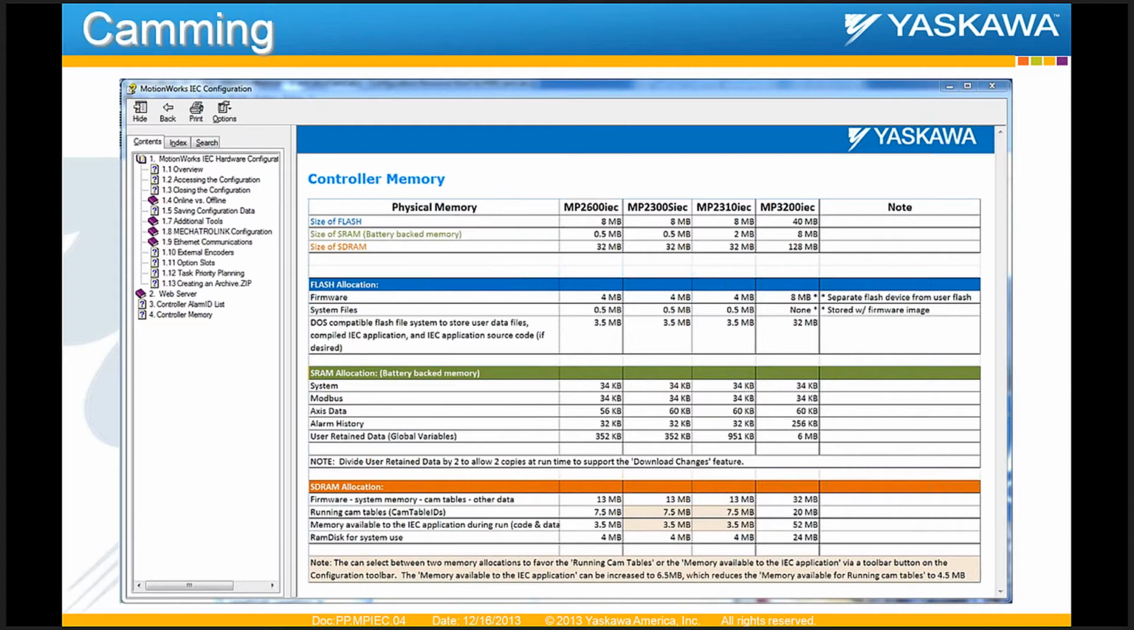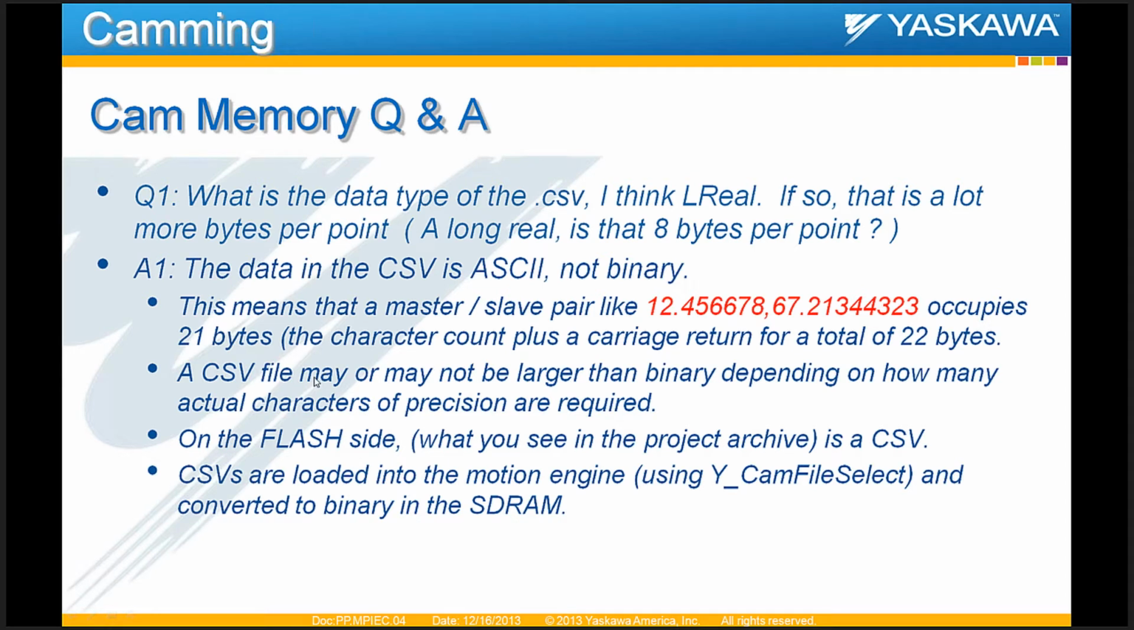The second possibility is when you auto create your cam from within the IEC application. In that case, you probably have a cam struct. You're possibly using the cam generator function block, or even if you calculate that cam yourself, that data will exist in the IEC memory in a structure, which will consume memory, of course, and then also be copied using cam struct select to the SD-RAM where the firmware, where the motion engine will use that data for running the actual motion. What's the data type of the CSV?